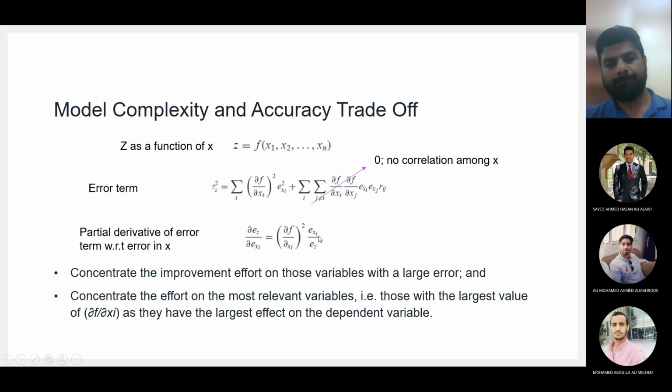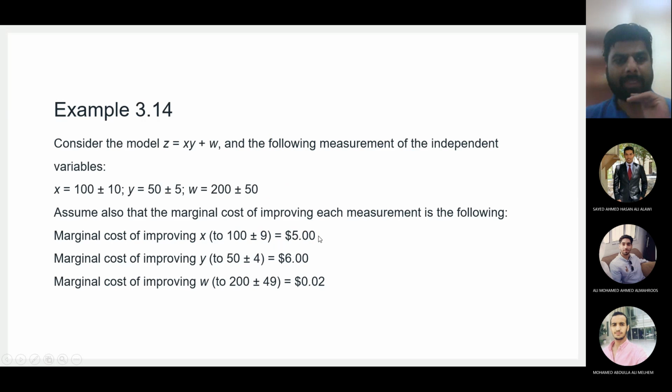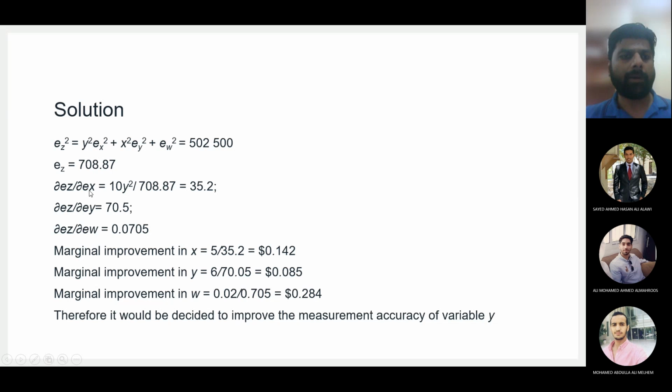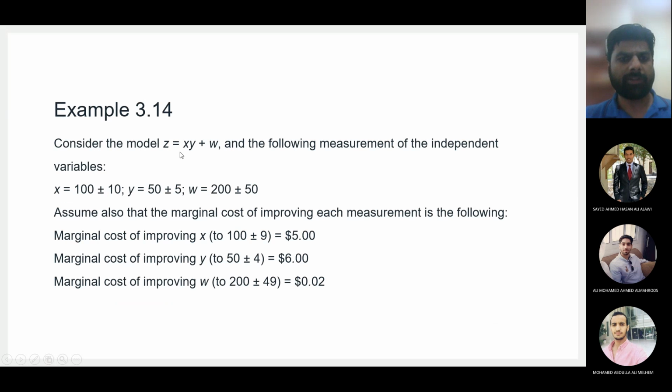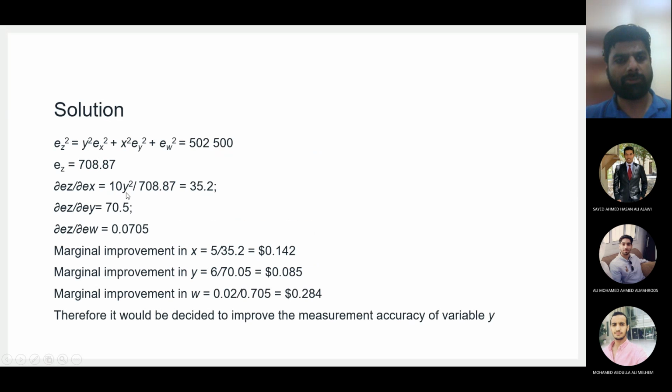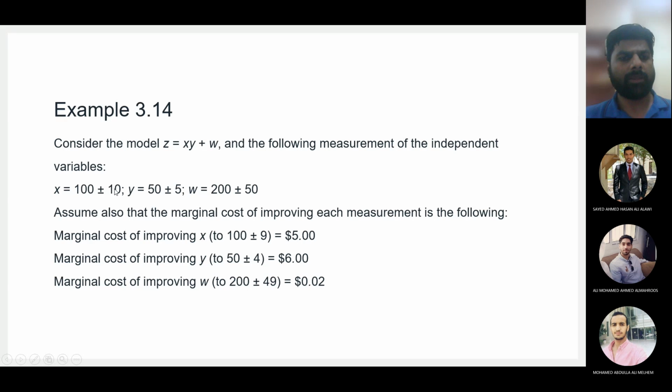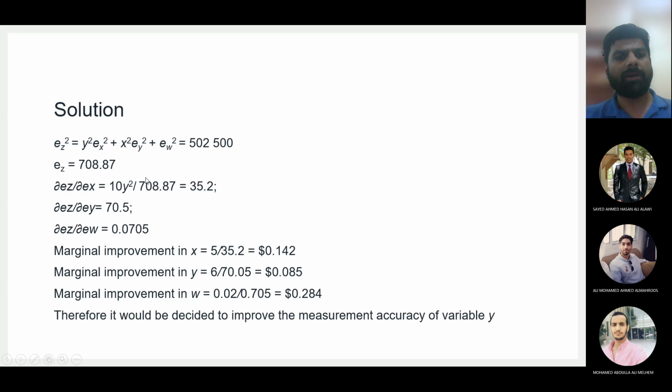So now if you do the partial differentiation of this function with respect to x, then you will get y, right? And then you do the y squared. So this is why we see the square. What is 10? 10 is the error of the x term. And then this should be divided by the overall error, which is 708.87. Okay, this is how we are getting it.